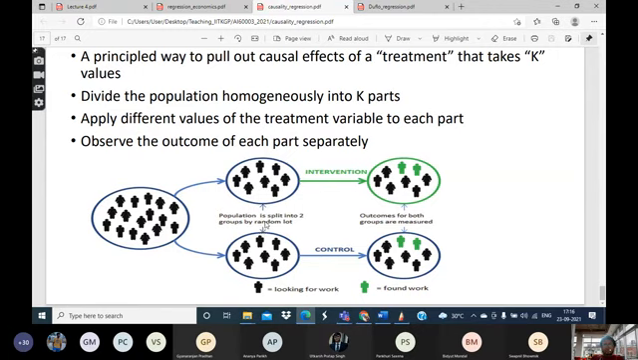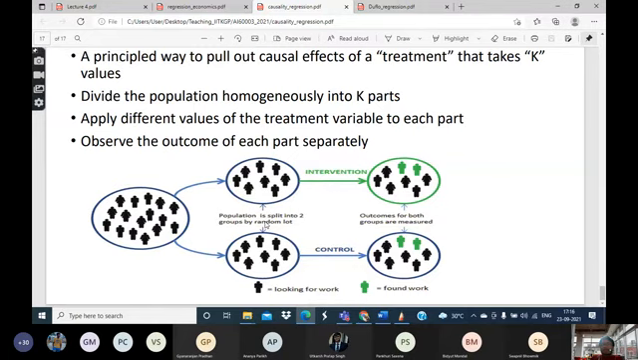So in this case, I have two things which I am primarily interested in. One is the variable, or what they call the treatment. What is the treatment in this case? The vaccine. And let's denote the treatment by X.